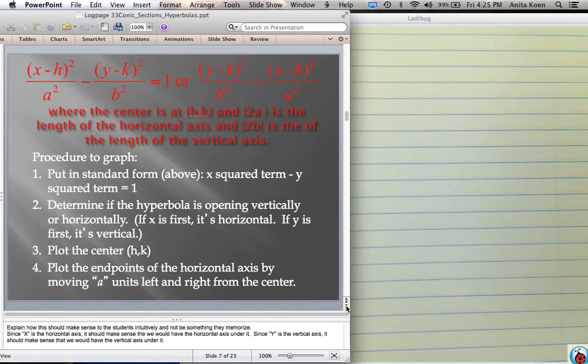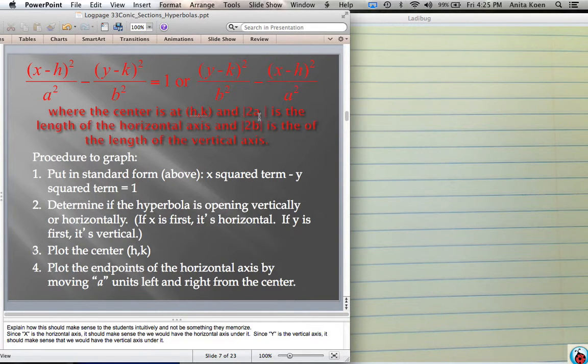All right, here are our two formulas again. I need you to be sure you understand that the center of the hyperbola is (h, k). Just like with our other conic sections, we get the center from h and k in the formula, remembering that the h is always with the x and the k is always with the y.